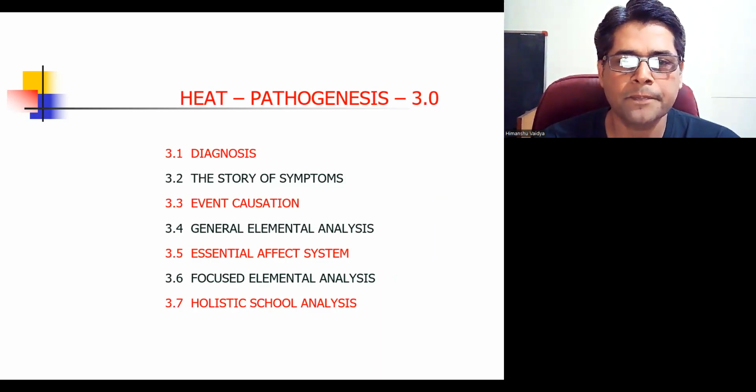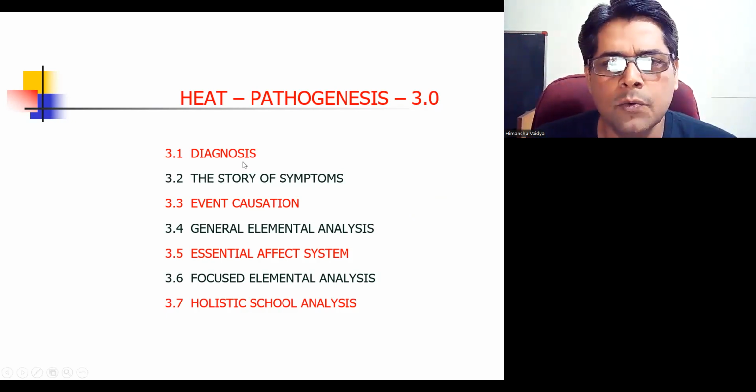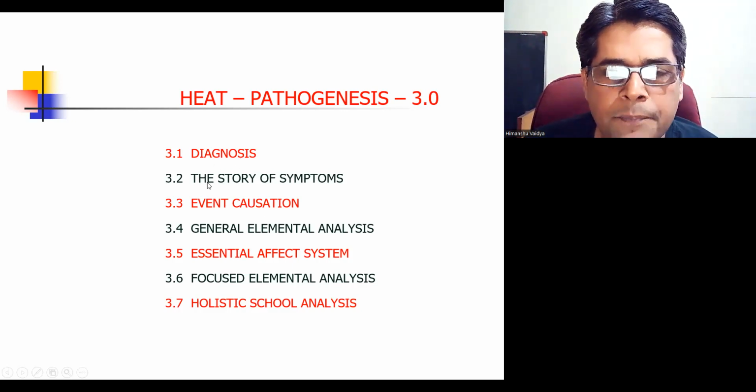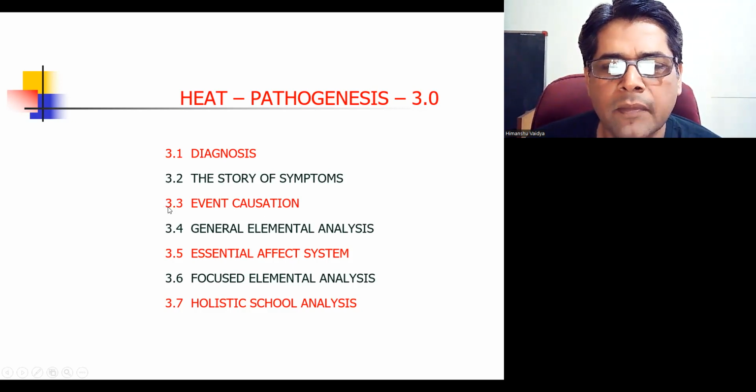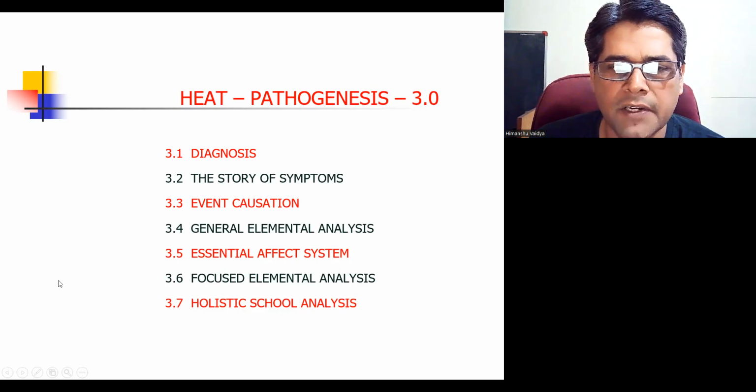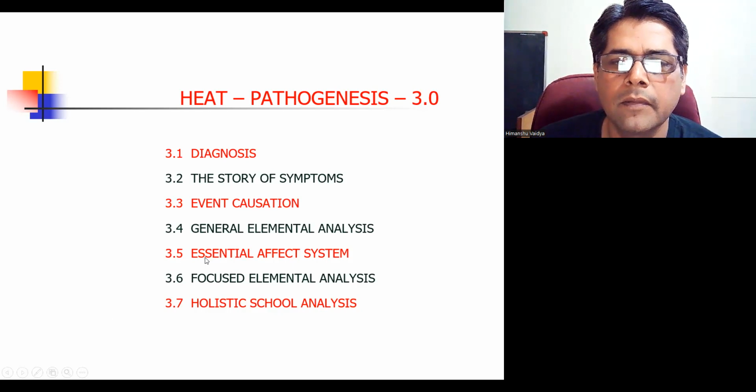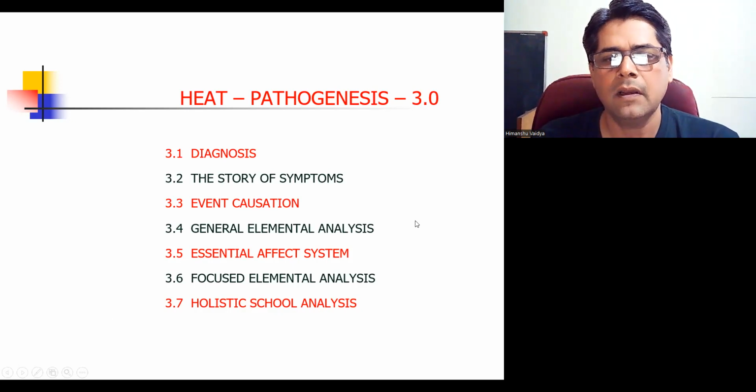So this is how the pathogenesis operates in the heat system. The first two are very common to what we do in general as a convention. From 3.3 to 3.7, what the heat system does is different from our convention. Last time we saw 3.3 event causation. Today we'll take a look at 3.4 and, if time permits, 3.5. 3.4 pertains to the general elemental analysis.